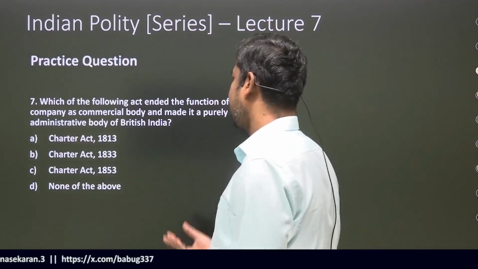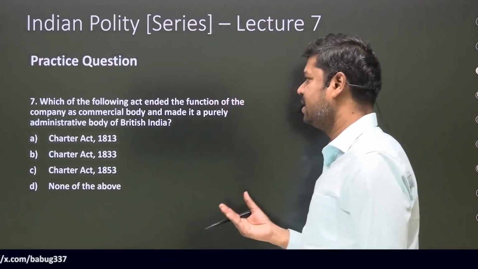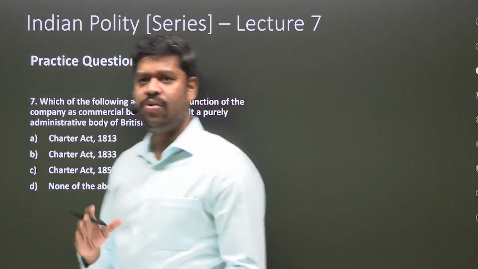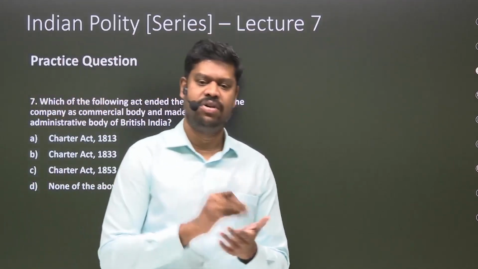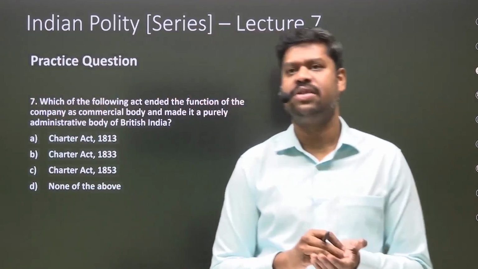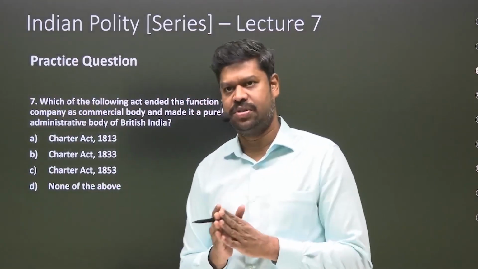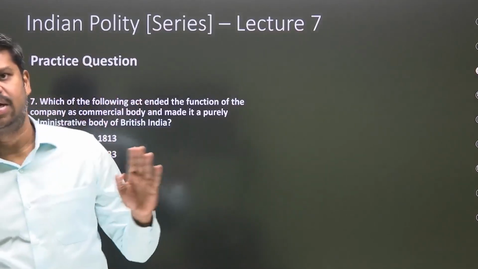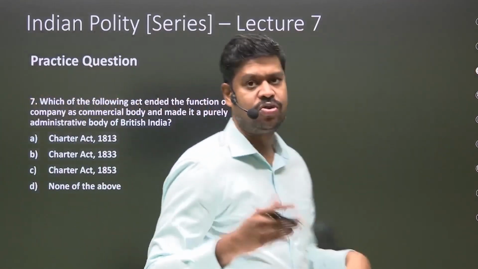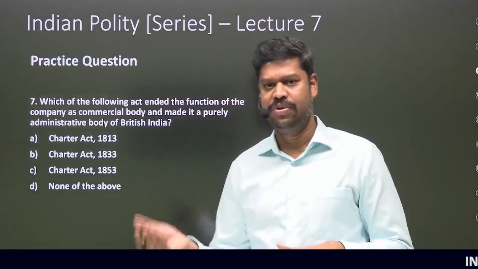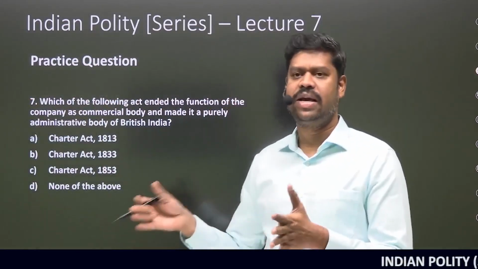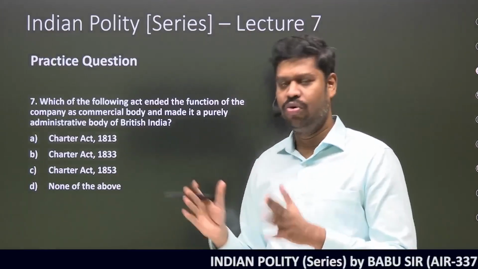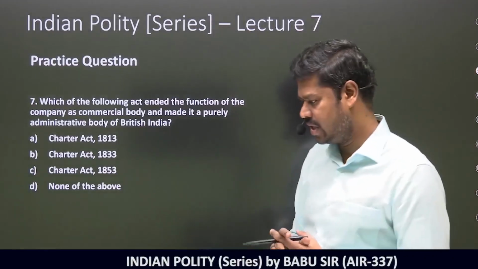Which of the following acts ended the function of the company as a commercial body and made it purely an administrative body? Now try to understand, starting with the Regulating Act of 1773, the company had two functions. One is that it was carrying out its commercial, business activities. And apart from that, it was also taking care of the political administration in India, which means it would collect taxes, administer justice, and control the army. So everything was done by the East India Company.